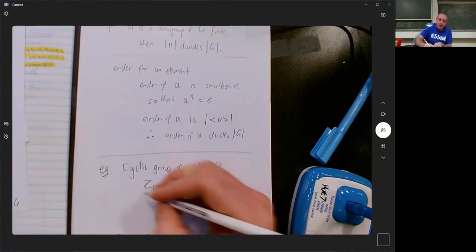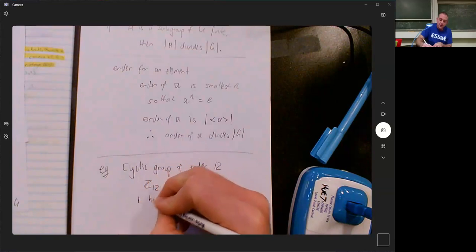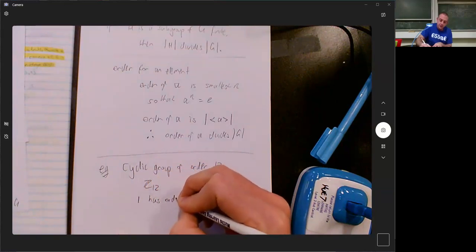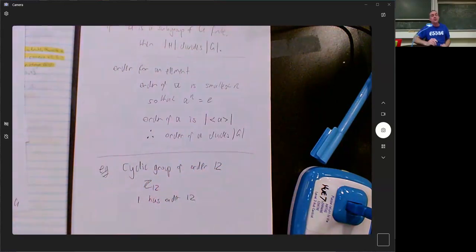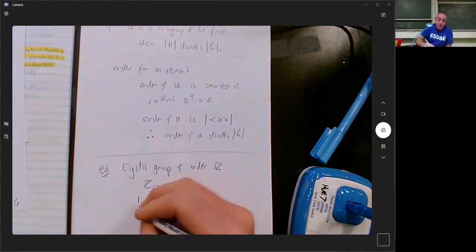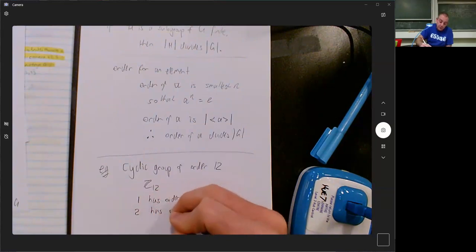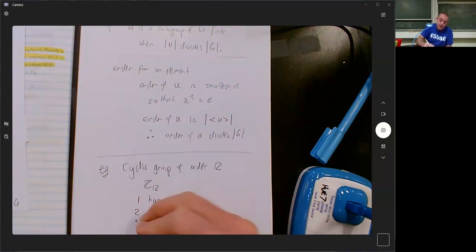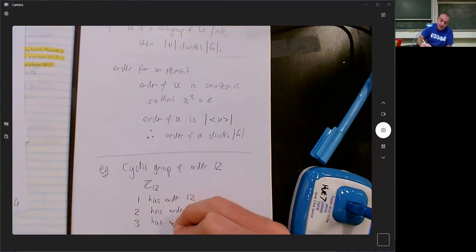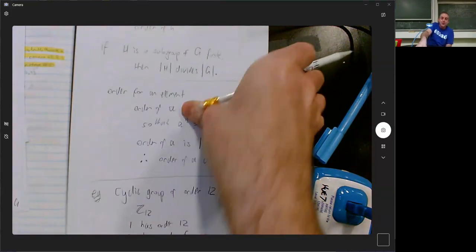And so we have 1 has order 12. It takes 12 times to add it to itself to get back to 0. But 2 has order 6, and 3 has order 4, and 4 has order 3.